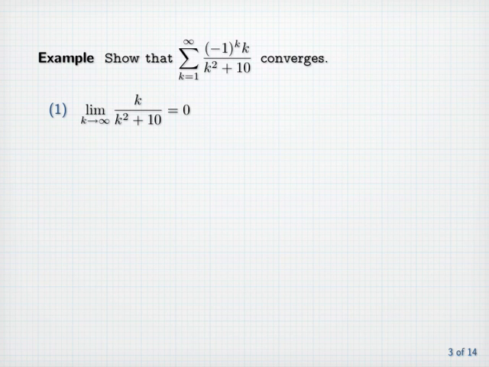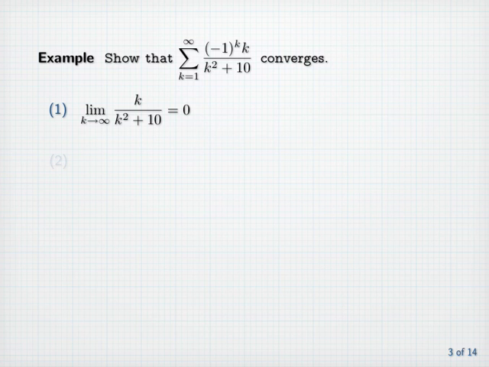Example. Show that the sum from k equals 1 to infinity of (-1)^k times k divided by k^2+10 converges. We need to show that the two hypotheses in the previous theorem are true for this series. First, it's clear that the limit as k goes to infinity of k over k^2+10 equals 0. In other words, the absolute value of the kth term approaches 0 as k goes to infinity.